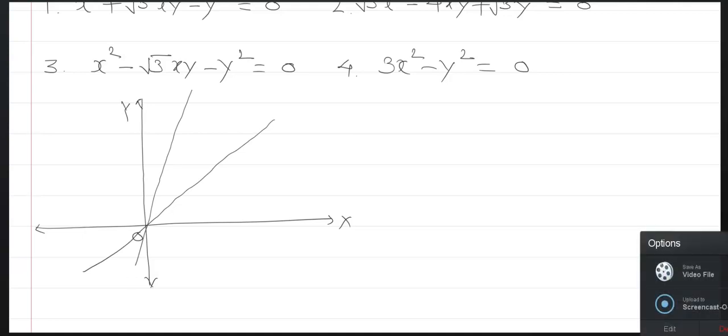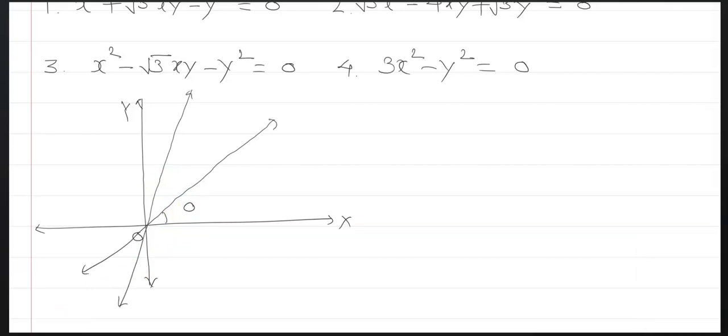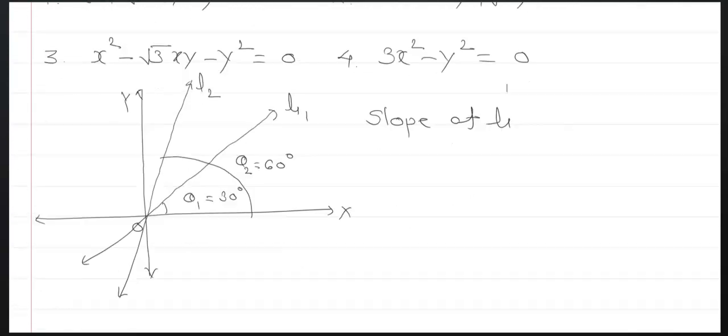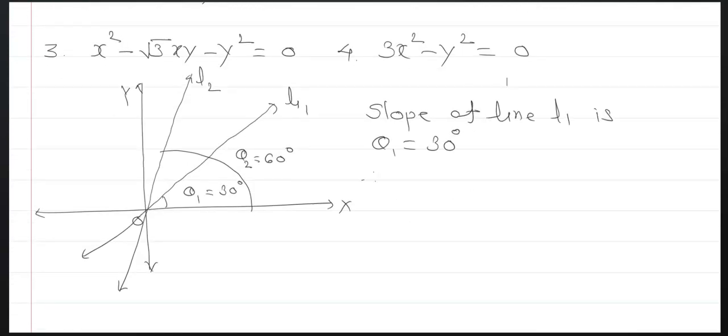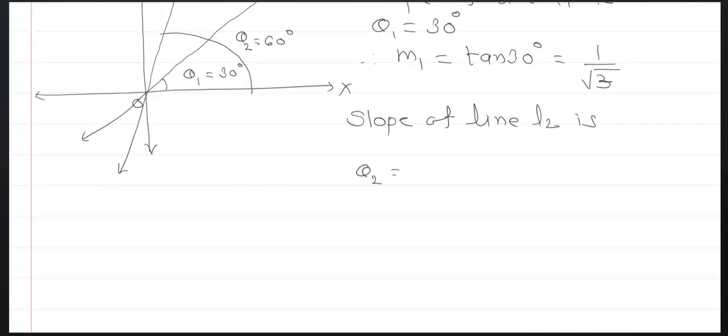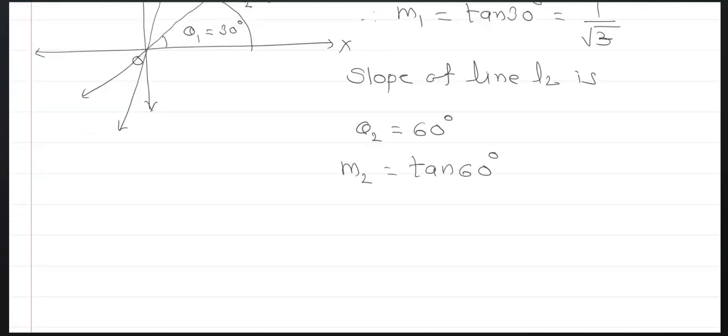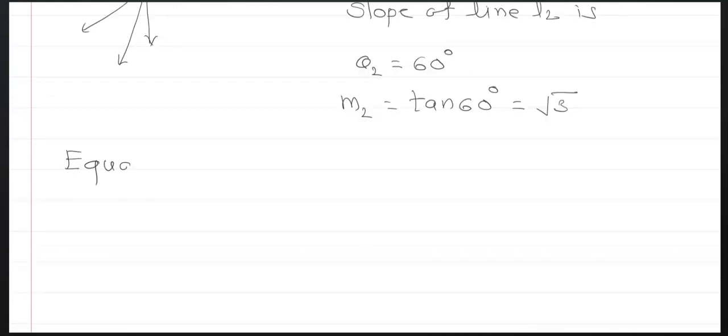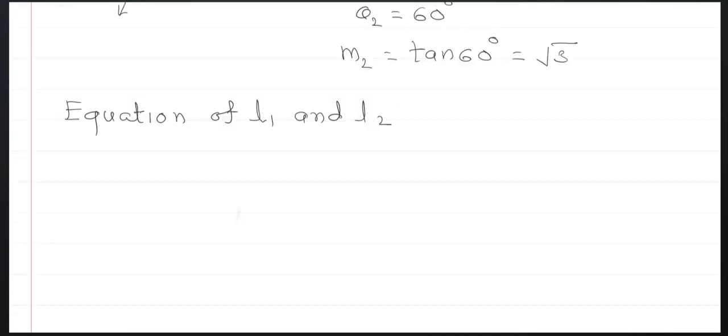Now see this here. The lines are trisecting the first quadrant. Therefore, the angle made by the first line is 30, and the second line is 60. Theta 1 is 30, theta 2 is 60. Therefore, the slope of line L1, where theta 1 is equal to 30, M1 is tan 30, that is 1 upon root 3. Slope of line L2, where theta 2 is equal to 60, M2 is tan 60, that is root 3.